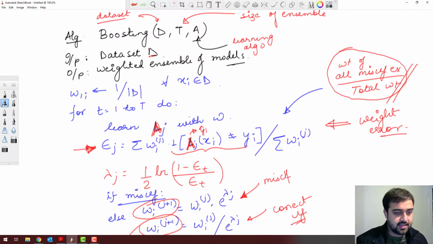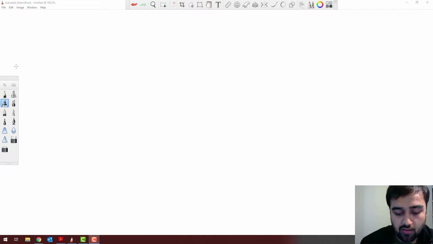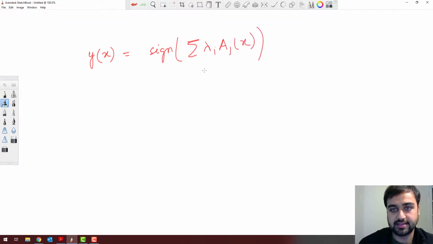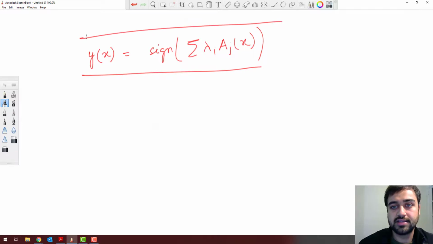Now let's take an example. But just before that, the final prediction is made via the lambda j we have calculated for each model, multiplied with the model j of x. So this is the final prediction that you get.